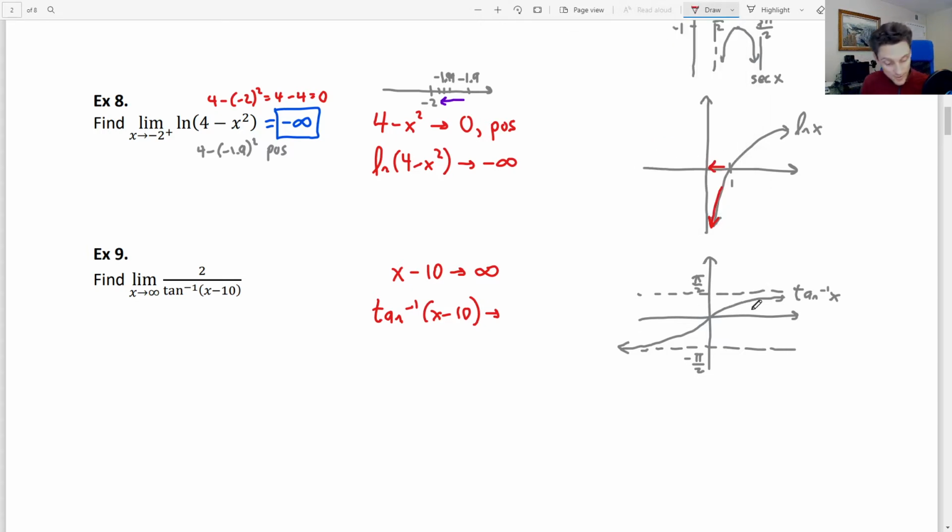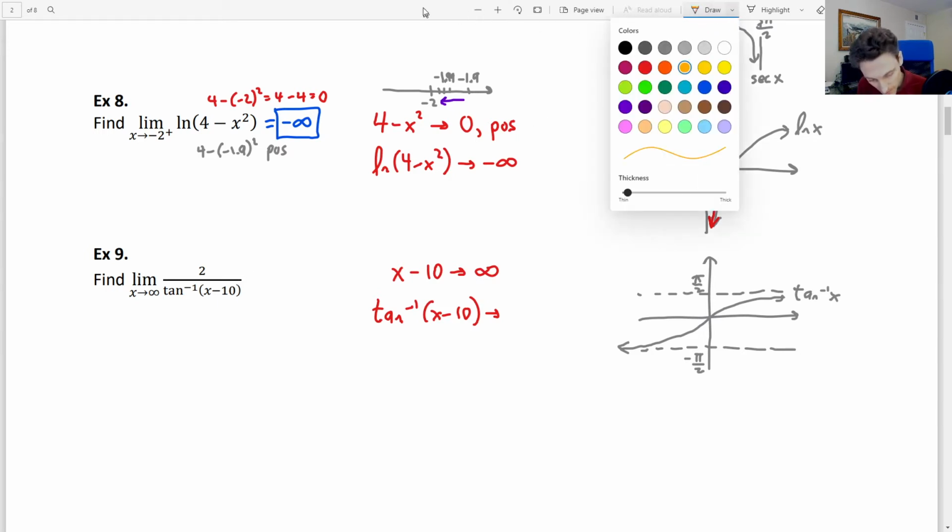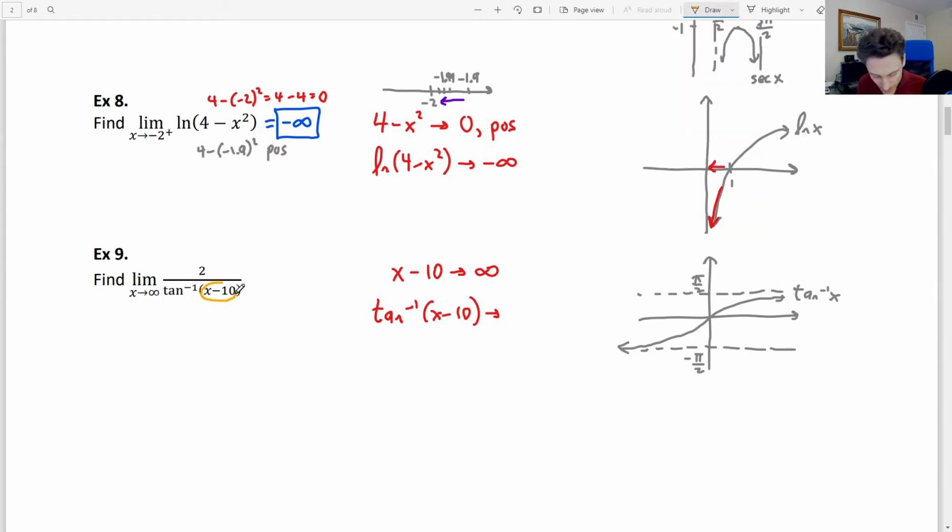Now, the inputs into this inverse tangent are represented by x minus 10, and we just said that x minus 10 is approaching infinity. So if we wanted to circle this, we could write here the x minus 10s are approaching infinity. Those numbers are being plugged into the inverse tangent, so the inputs into inverse tangent are going to positive infinity. What are the outputs then doing? If you said they're approaching pi over 2, that would be correct. They're approaching pi over 2.